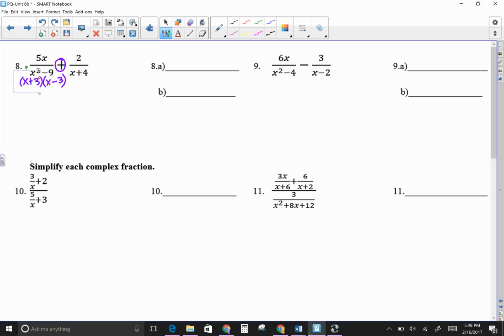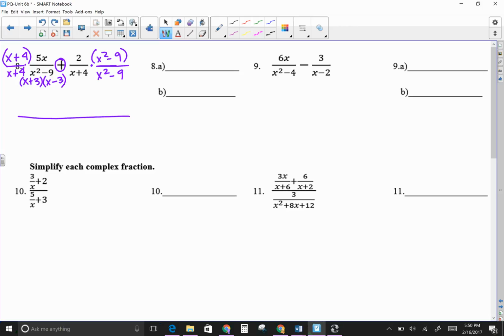So I'm actually going to use x squared minus 9. So this factor and those two denominators have nothing in common. So I'm going to have to multiply this one by x squared minus 9 over x squared minus 9. This one I'm going to have to multiply by x plus 4 over x plus 4. So you are multiplying this binomial times a monomial, this binomial times a monomial. So what's that going to give me?